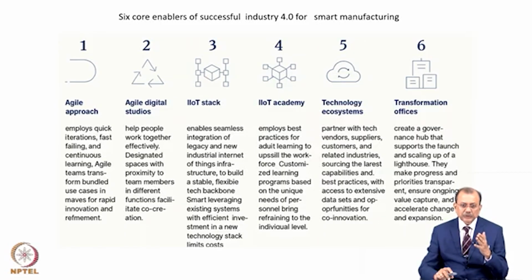What is an agile digital studio? Successful companies set up a digital studio for experimentation. Experimentation is one of the important aspects of digital transformation. So we should keep doing experimentation with different situations and scenarios, and try to be prepared for any eventuality where a change is required. So agile digital studios are also one of the important elements of smart manufacturing.